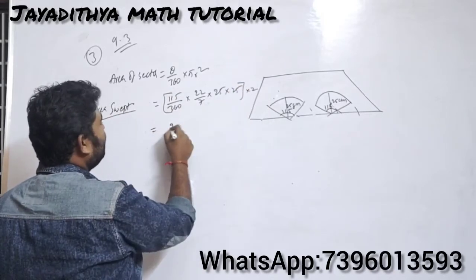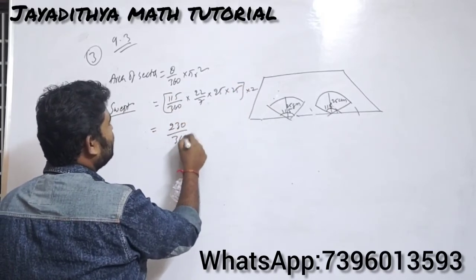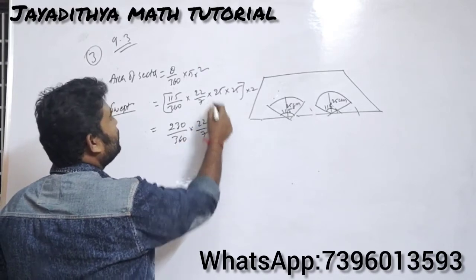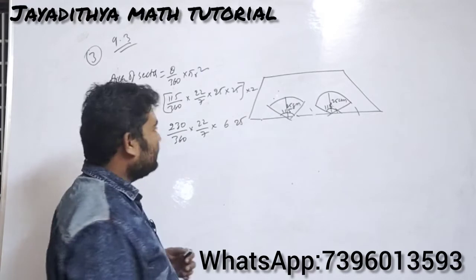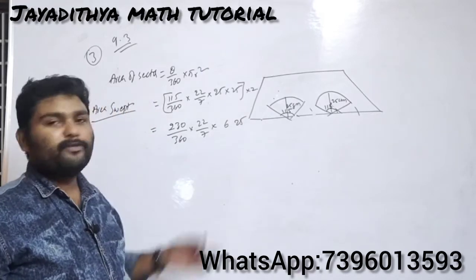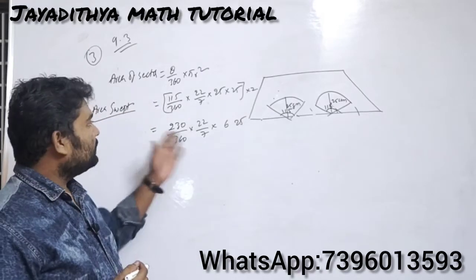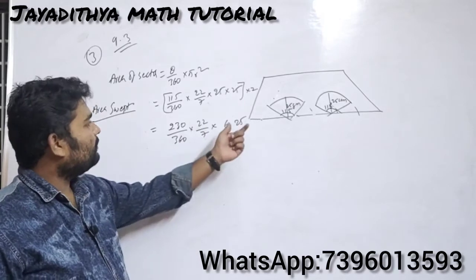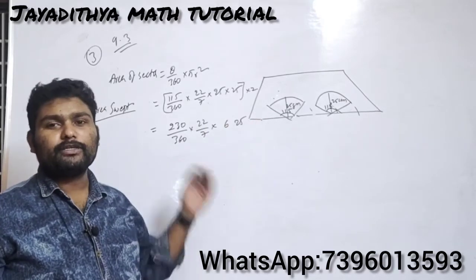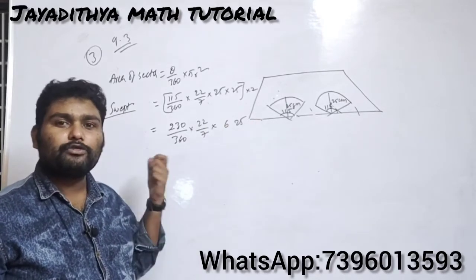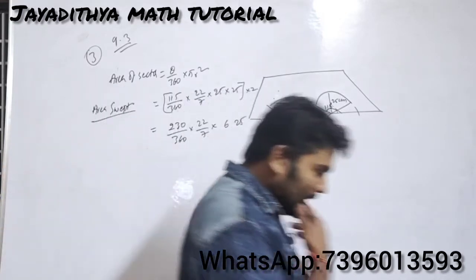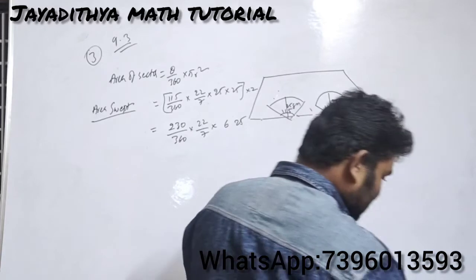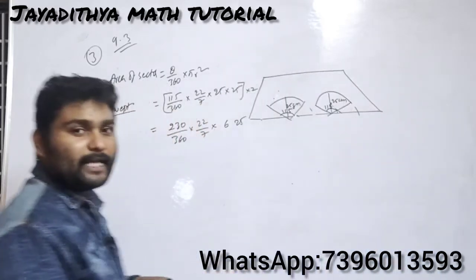If you multiply, it will be 230 by 360 into 22/7 into 25 into 25, which is 625. You simplify this one, then you will get the answer. Clear? Then you write the units as centimeter square. Why? Because you are finding the area, it should have square units, and here the units are given as centimeters. Clear? So that is the case, Nana. Let us go for the next problem.